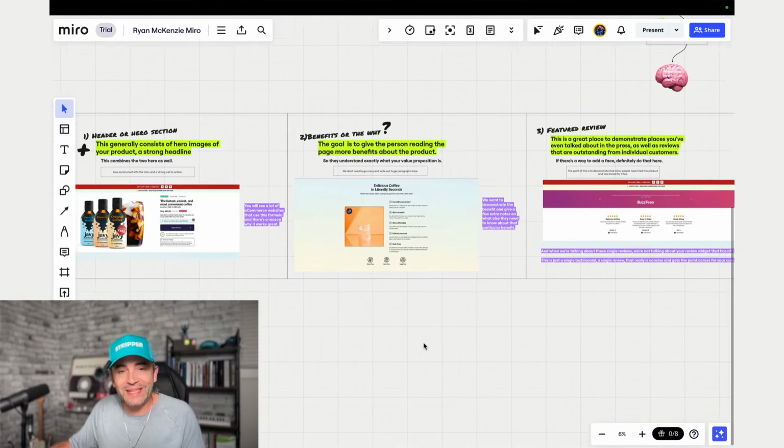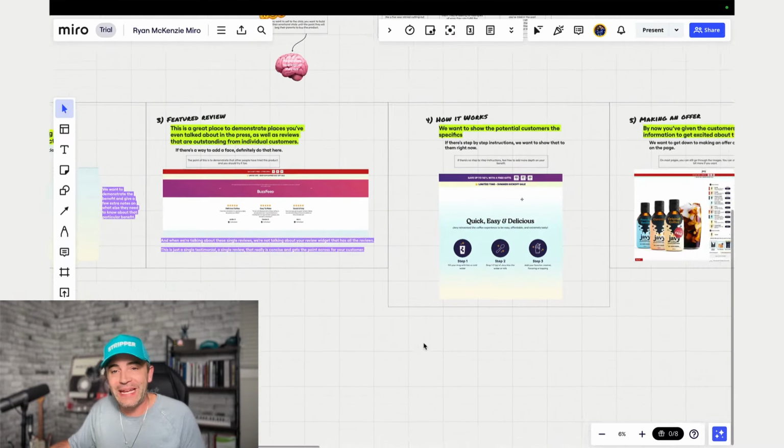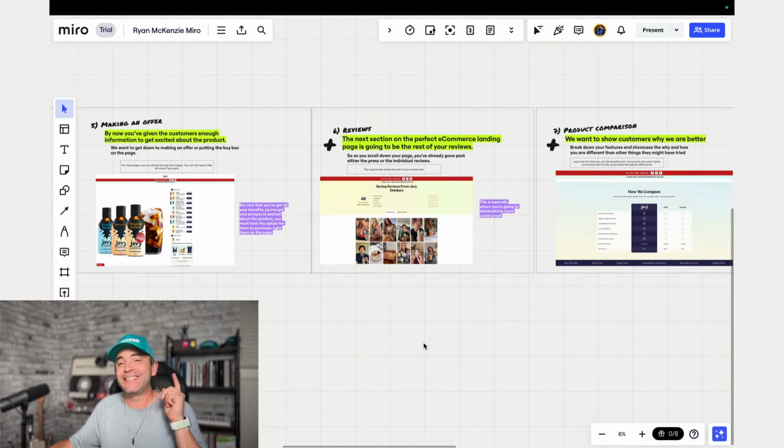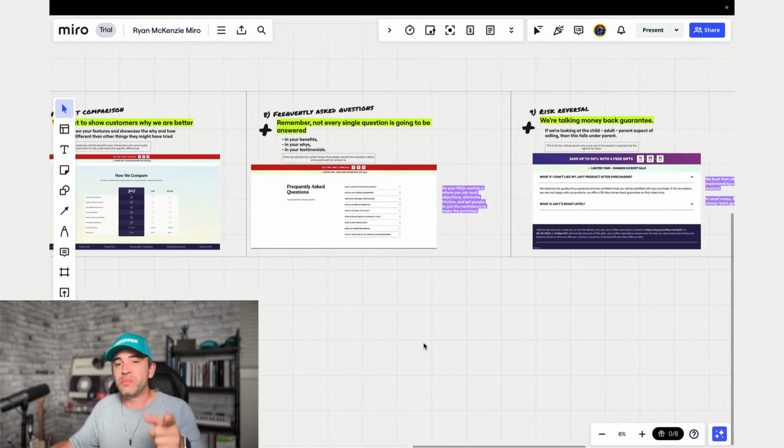And those are the 11 critical Shopify landing page elements that you need to scale your e-commerce brand to 8 figures and beyond. But here's the thing.